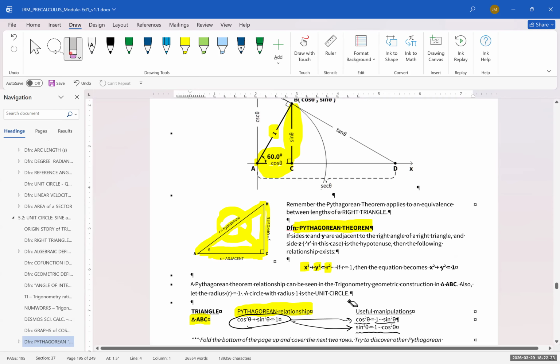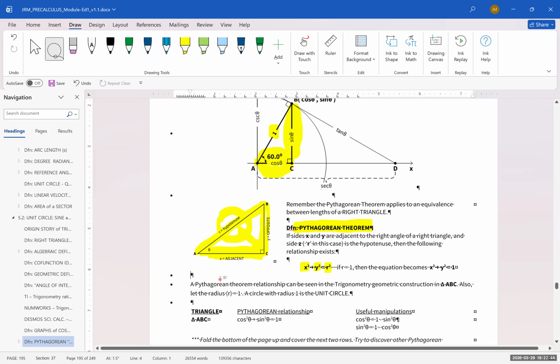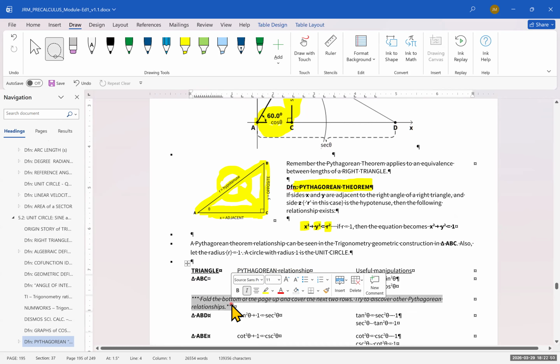Okay, so I want to select all this. Okay, now, in person, I would tell you guys, quickly, don't look down below, just fold the page up and cover the bottom 4 lines here. Okay.